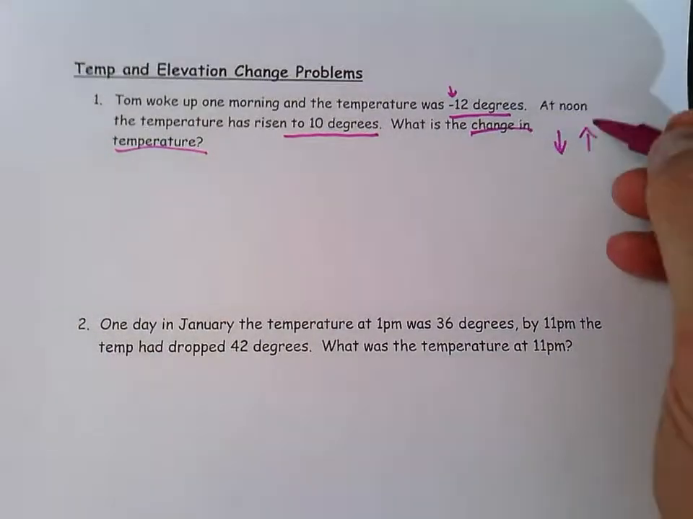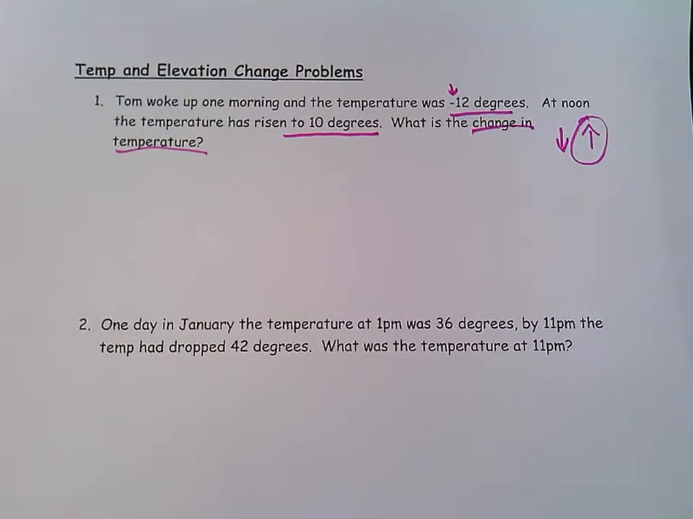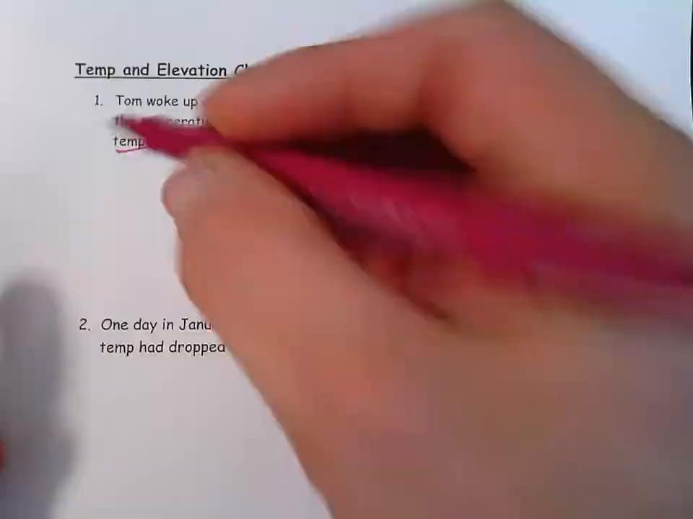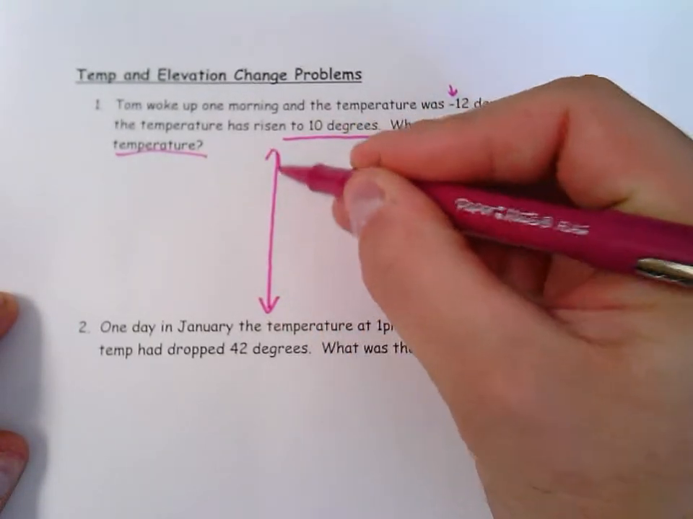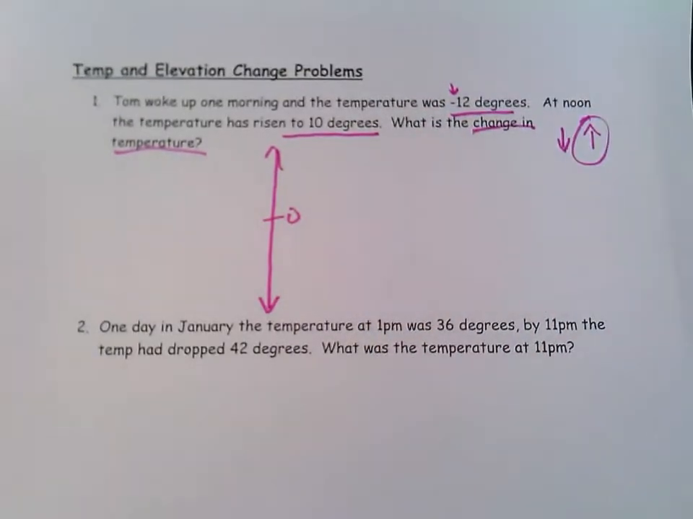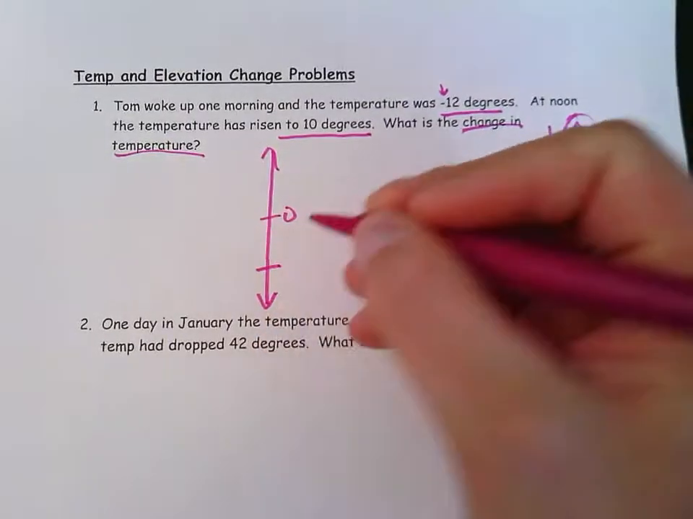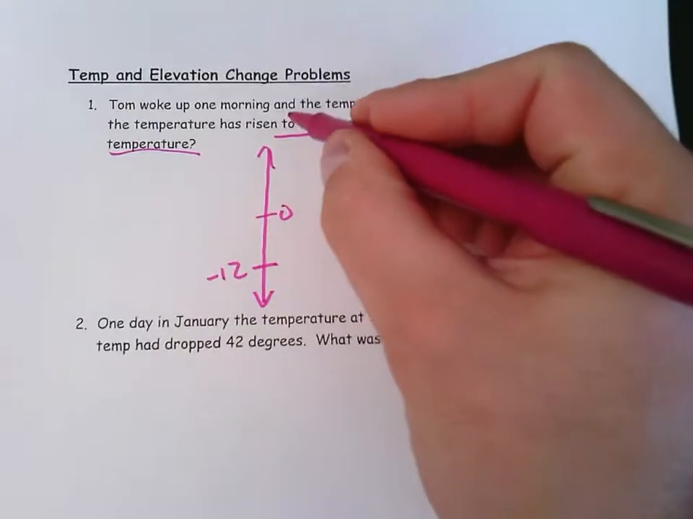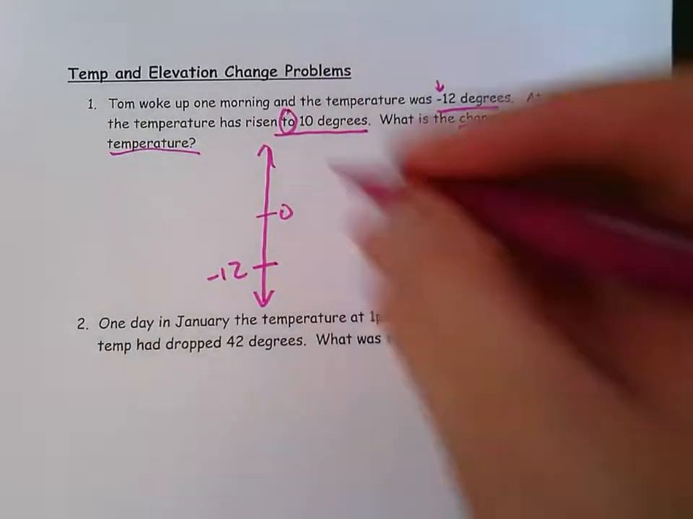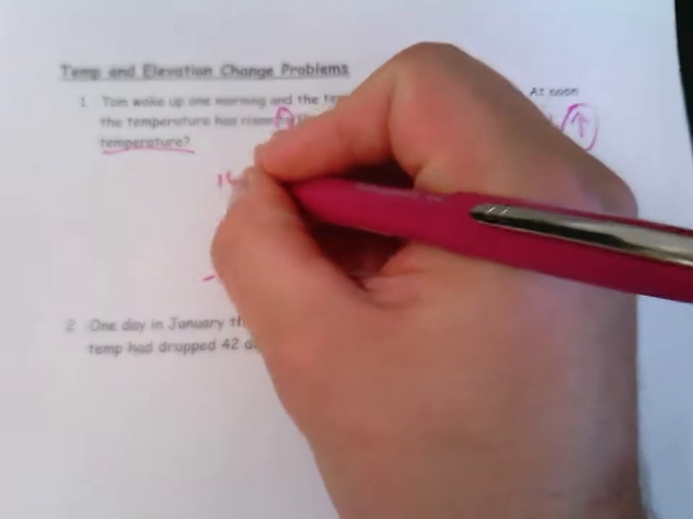Well, immediately I know that the temperature went up, which means that I'm going to have a positive answer. Okay. So now it's determining how much did it go up. So here's what a number line would look like. So vertical number line. So here's 0. All right, so in the morning, it was negative 12 degrees. It had risen to 10 degrees, which means that it is now 10 degrees above 0.